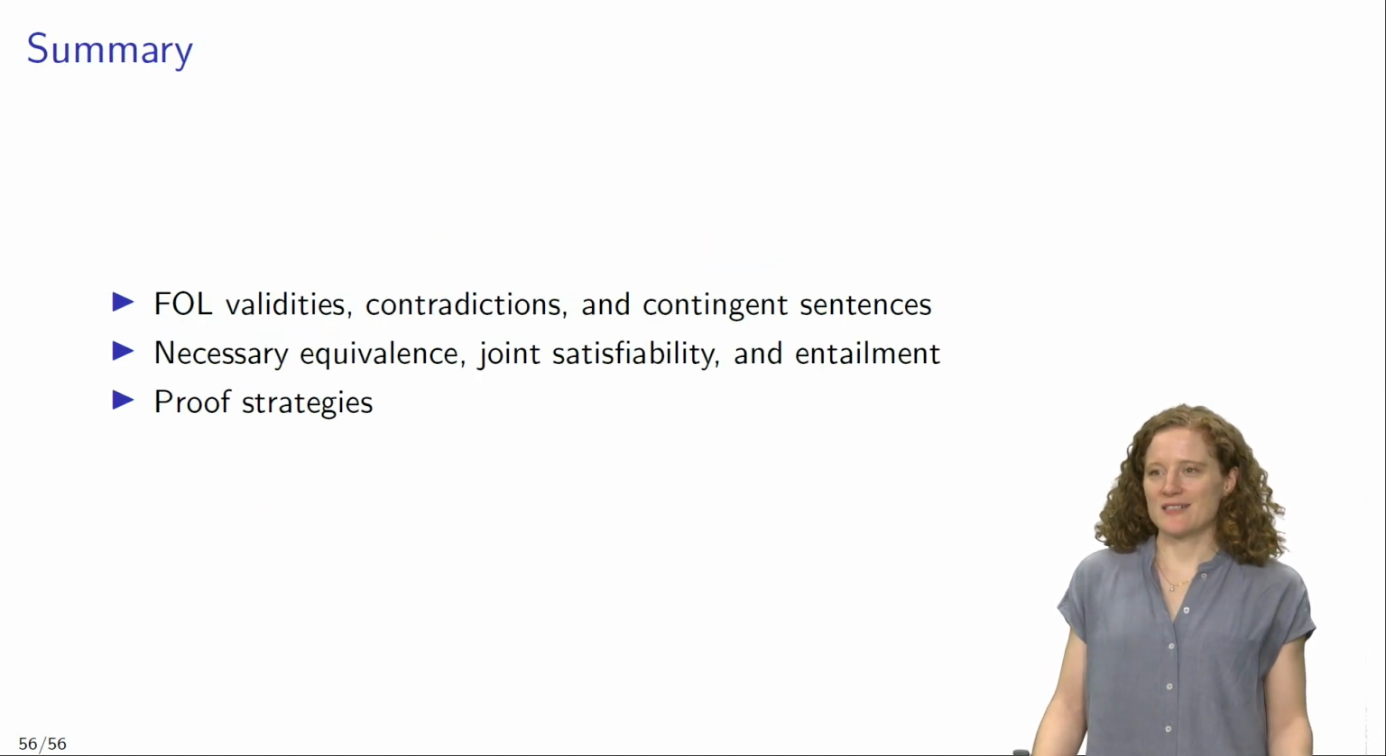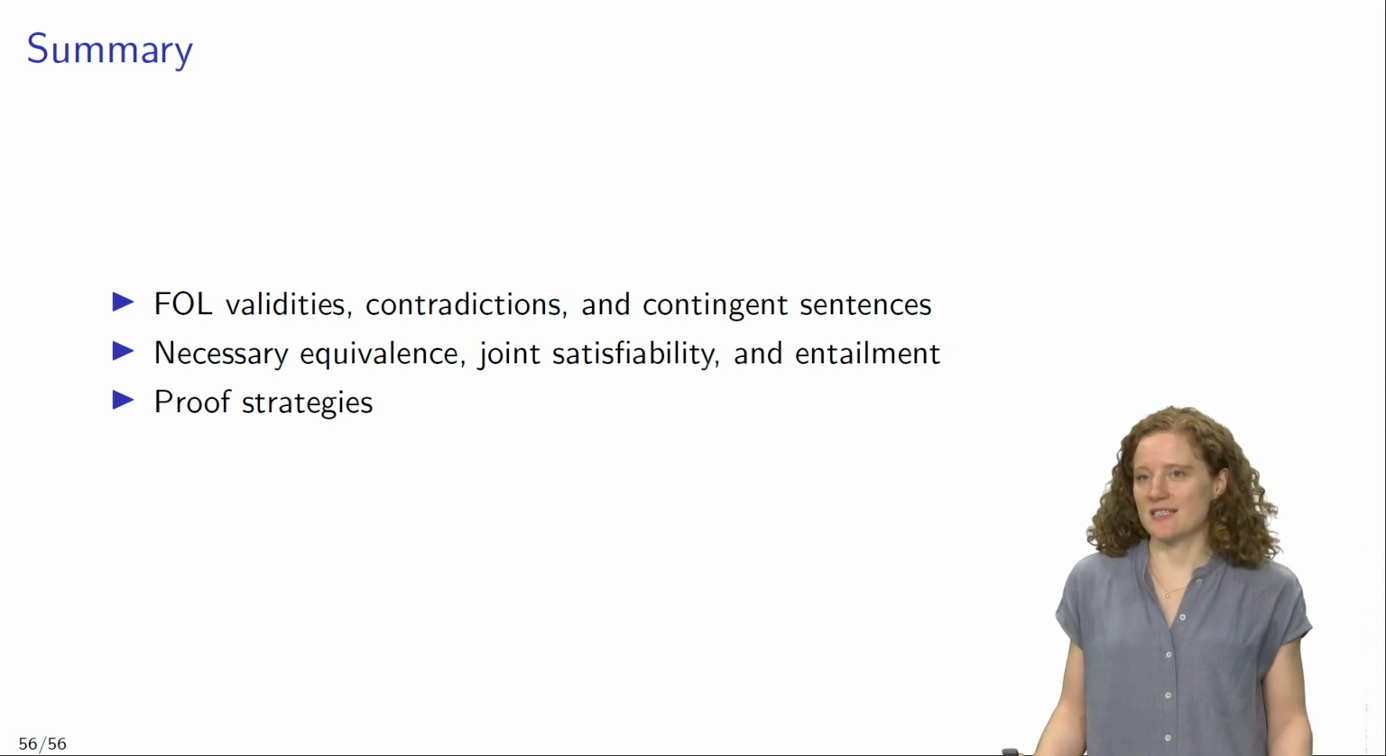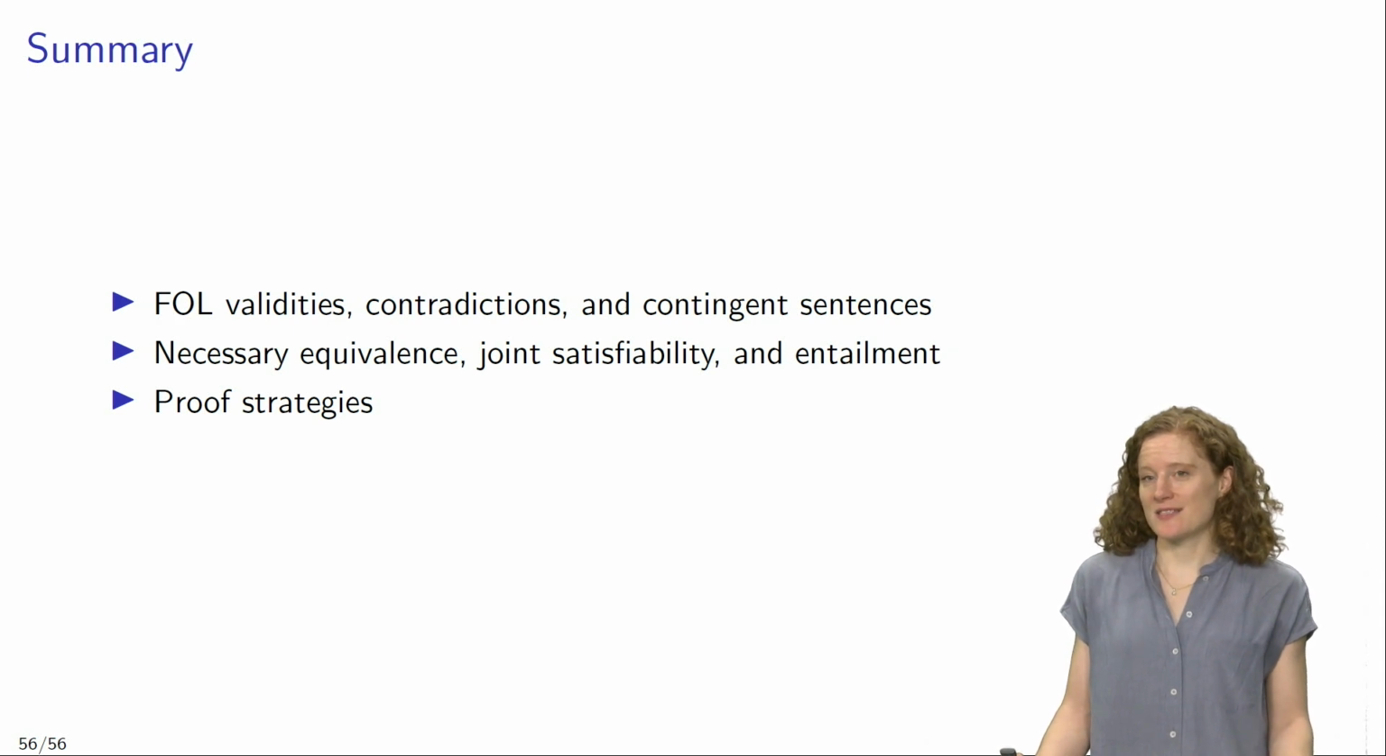Okay, what have we done today? We have introduced a number of new concepts. We have discussed what FOL validities, contradictions, and contingent sentences are. And we have discussed when two FOL sentences are necessarily equivalent or jointly satisfiable. And we have discussed when given FOL sentences entail a conclusion.